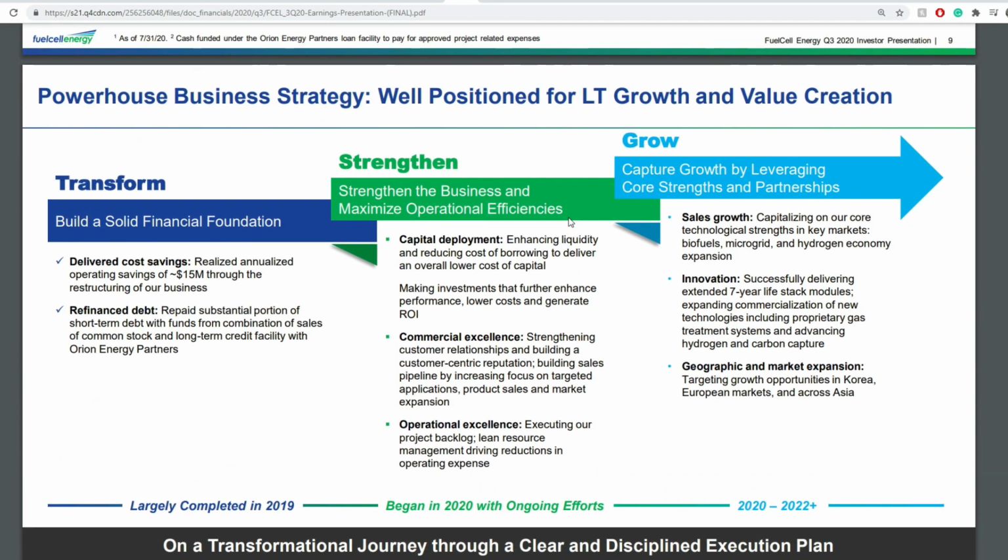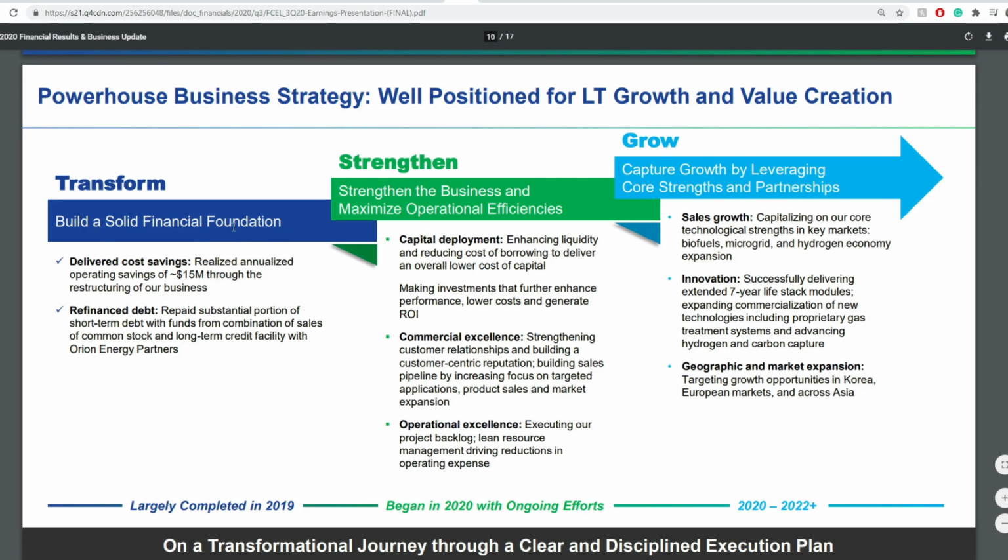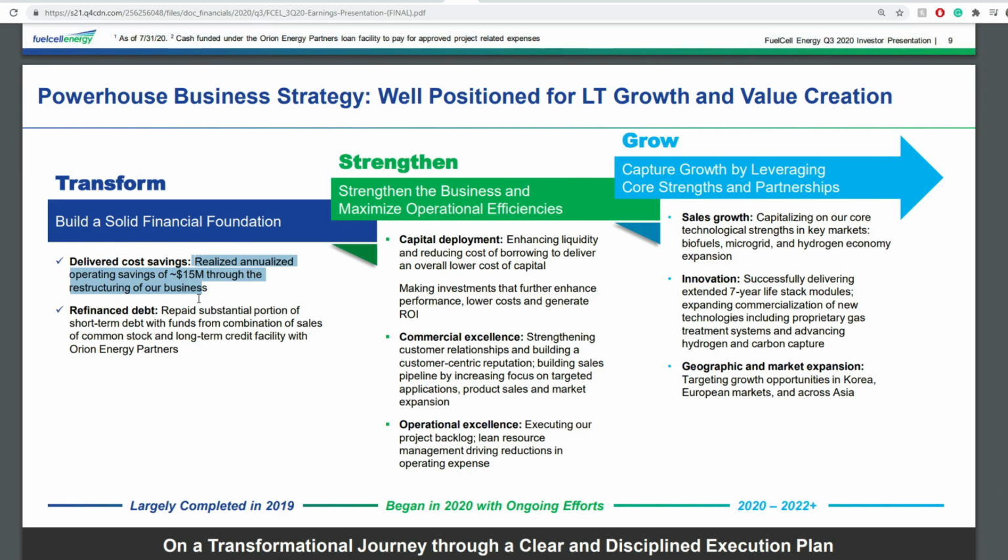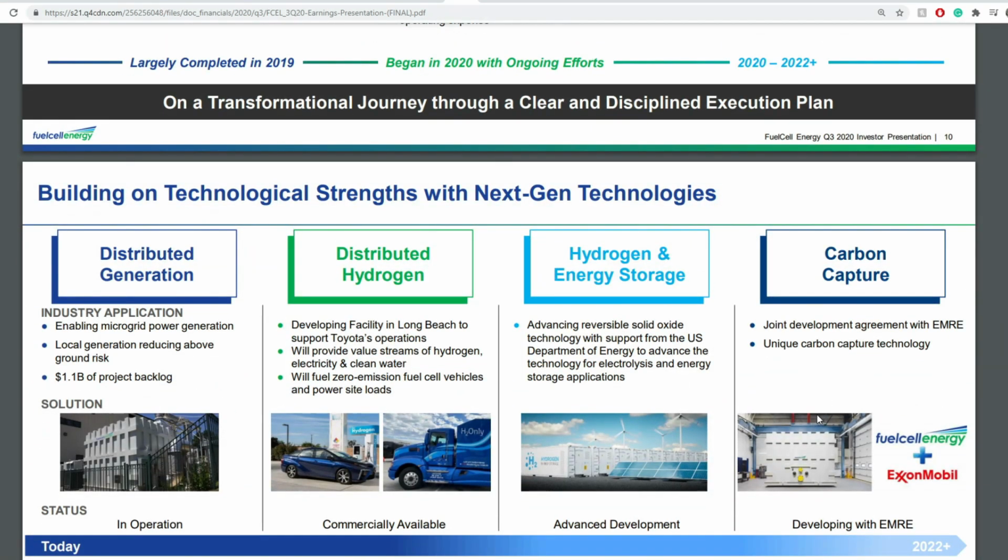So, next steps. So they have transform, strengthen and grow. So build a solid financial foundation, that is. Delivered cost saving, realized annualized operating savings of around 15 million through the restructuring of their business, refined debt, capital deployment, commercial excellence, operating excellence, sales growth, innovation, and geographic and market expansion. And that's more targeted market towards Europe, Korea, and across Asia.